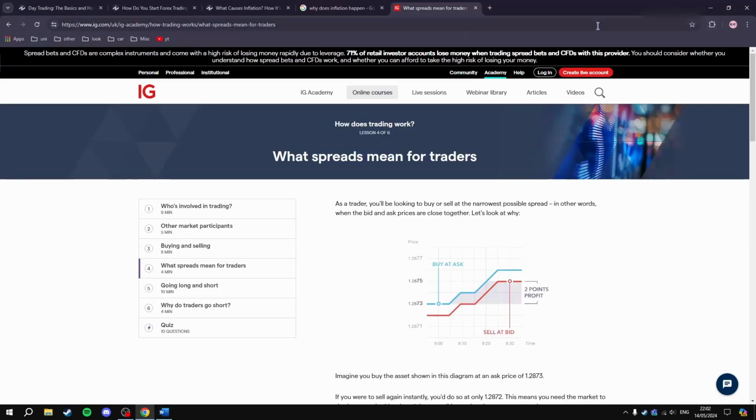Let's get started then. What spreads mean for traders? As a trader, you'll be looking to buy or sell at the narrowest possible spread. In other words, when the bid and ask prices are close together.